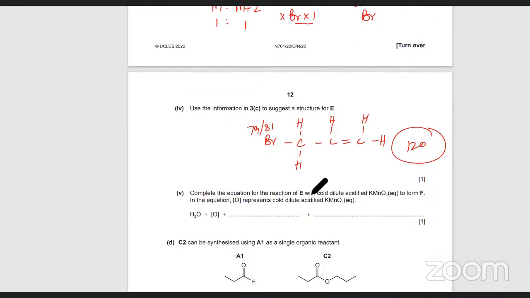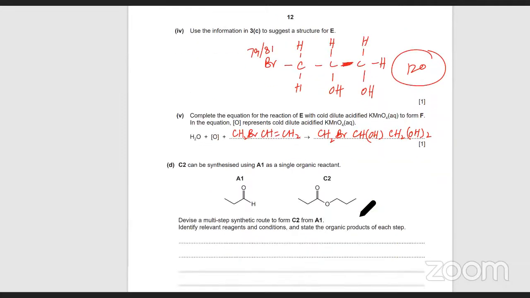And then it says complete the equation for the reaction of E with cold dilute KMnO4 to form F. So it's this: CH2Br, CH, double bond, CH, and diols will be formed, okay. So it's going to turn into a diol. So the double bond is no longer in this place, it's going to become CH2Br, CHOH and CH2OH. So with dilute KMnO4 it's going to turn into a diol.